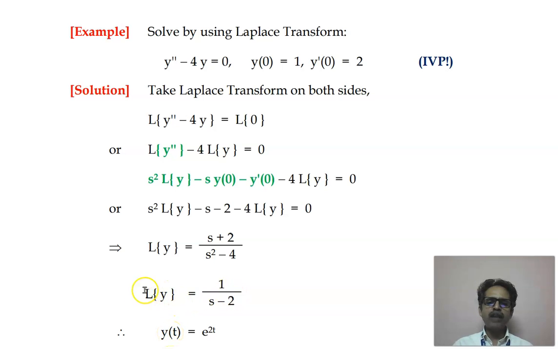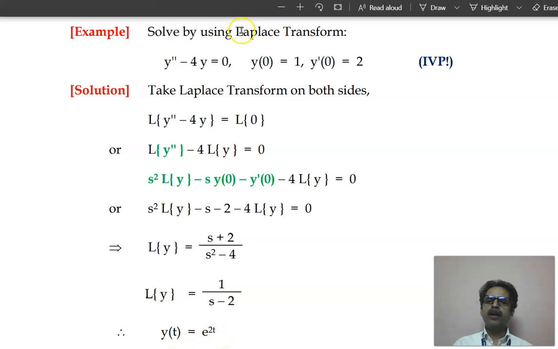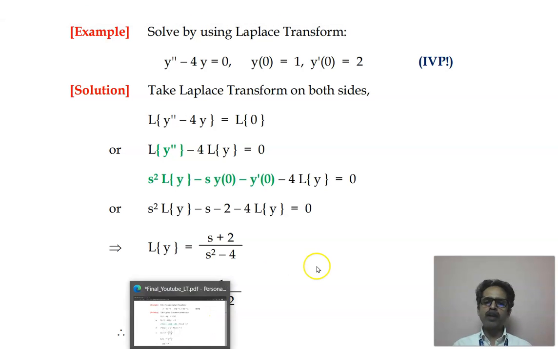So taking inverse Laplace on both sides, we can have y depend on t here. So y of t is e raised to 2t. So in this way we can solve the differential equation by using Laplace transform. It has 3 steps. First step, take Laplace on both sides, apply standard formula, then you get the Laplace of y, then you take inverse Laplace on both sides and obtain the value of y, that is y of t.